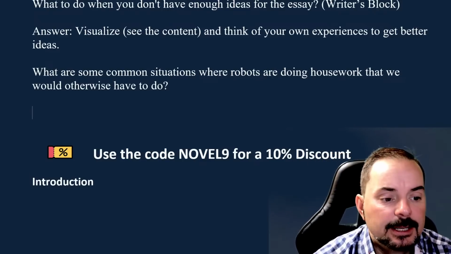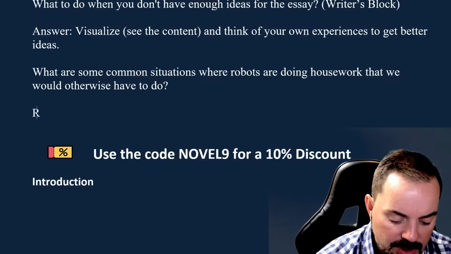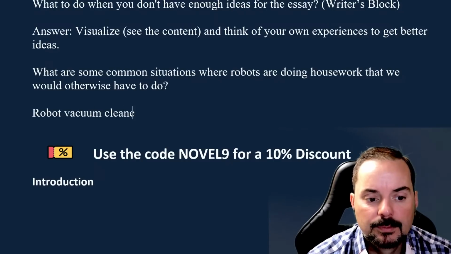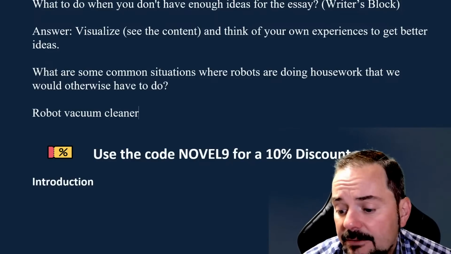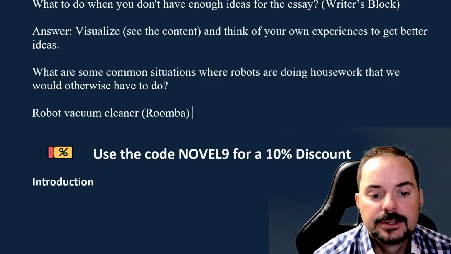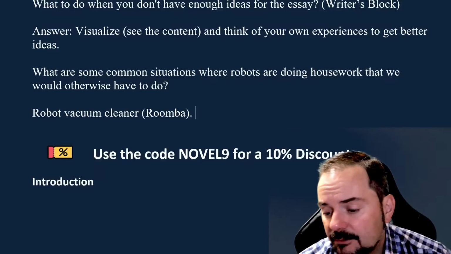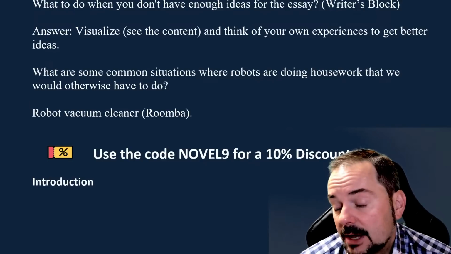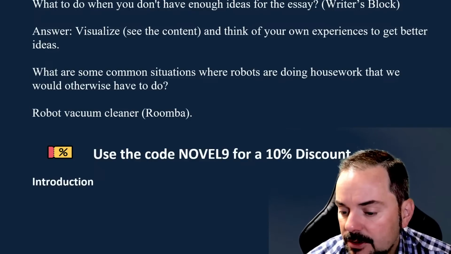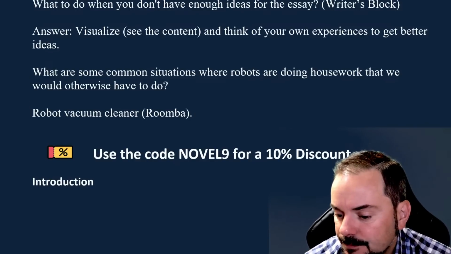Okay, Amra says a robot vacuum cleaner. Okay, Amra, do you have a robot vacuum cleaner? I think they're called Roomba, the most popular brand, right? I don't have one of those, but I do have a vacuum cleaner, which is kind of a robot as well. Do you have one, Amra? Do you have a robot vacuum cleaner?